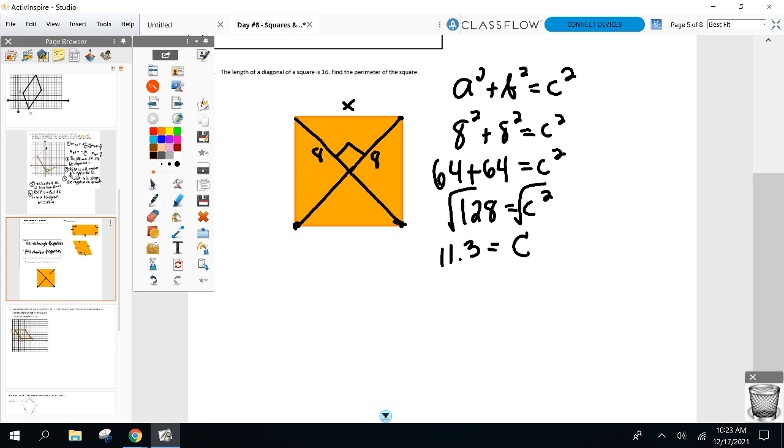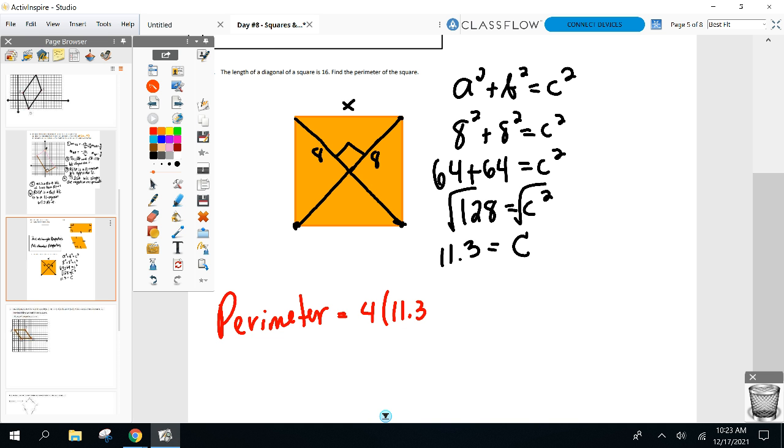And now that's one side. What'd you tell me to do to find the perimeter? Multiply it by 4. Or add 11.3 four times. So 4 times 11.3.